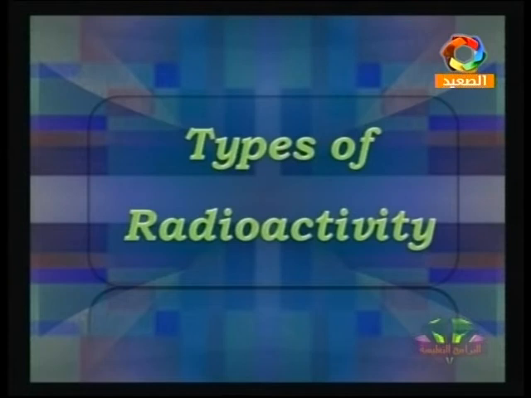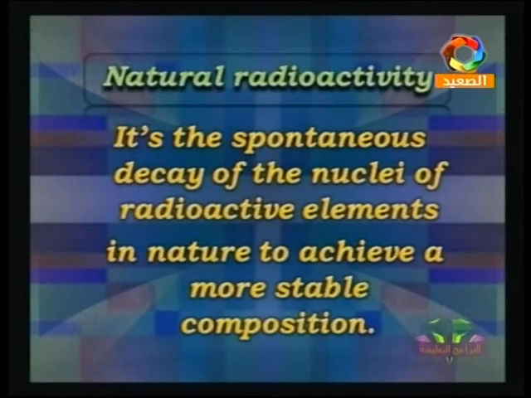Types of radioactivity. Number one, we have natural radioactivity. Natural radioactivity is the spontaneous decay of the nucleus of a radioactive element in nature without any involvement of humans. It is the spontaneous, continuous decay of the nuclei of a radioactive element in nature to achieve a more stable composition, or to make the element more stable.